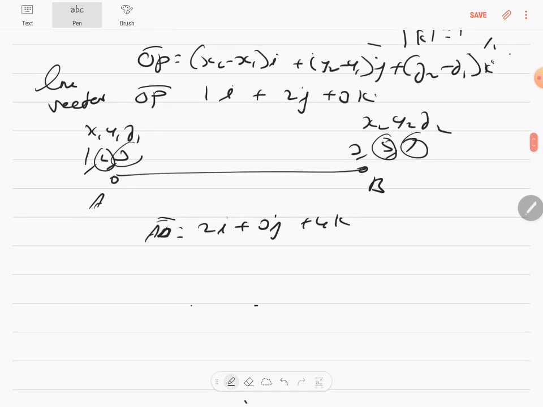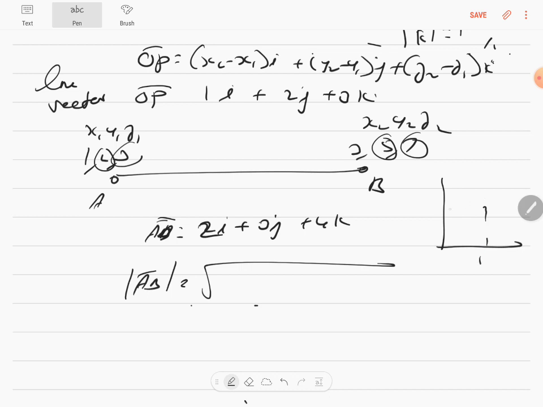Suppose they ask you to find the magnitude of the vector. The magnitude simply means the root of the sum of the component squares. In 2 dimensions, you get 1 from the x-axis and 2 from the y-axis. It will be 1 comma 2. This distance will be 2: 2 from the y-axis, 1 from the x-axis, 1 comma 2. And this radius will be root of 1 square plus 2 square.